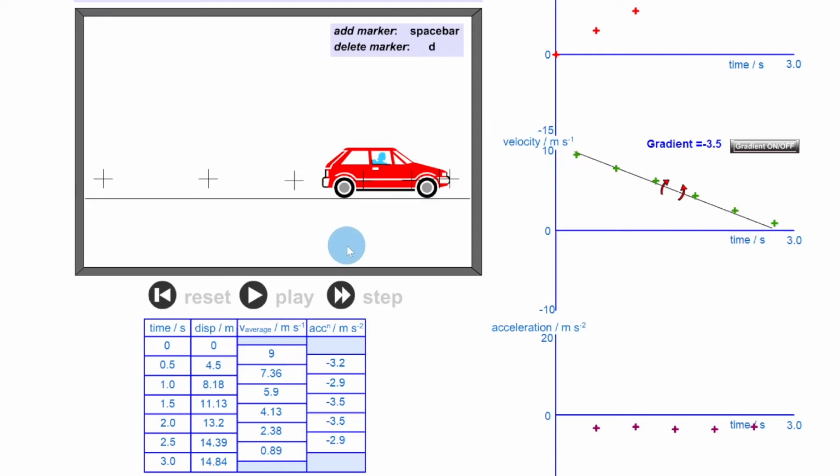And it's also worth pointing out that the distance between the markers, i.e. the distance travelled by the car over time at intervals of 0.5 seconds, decreases as the car slows down, which is telling us that the car is decelerating, i.e. it covers a shorter distance in the same time as the vehicle slows down.